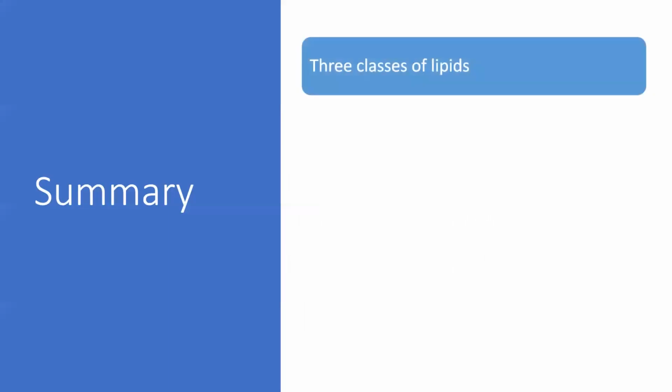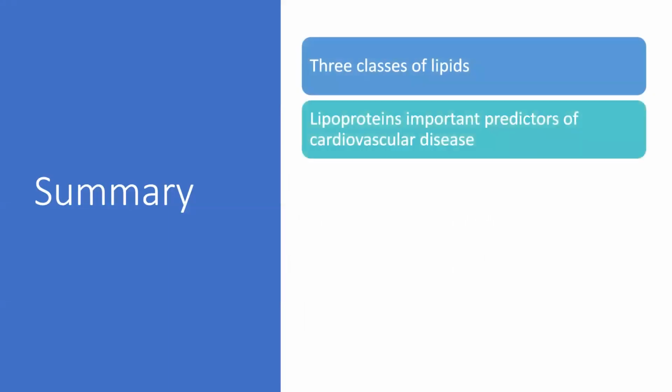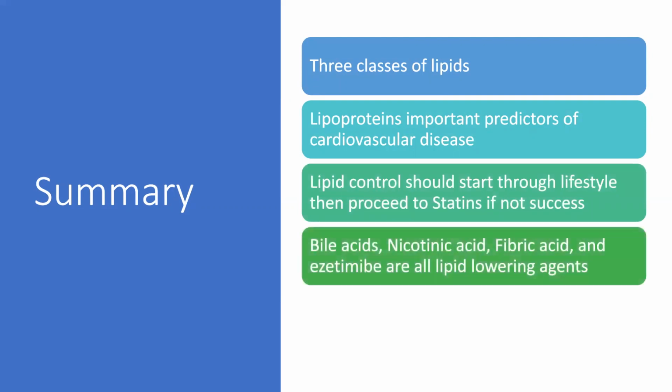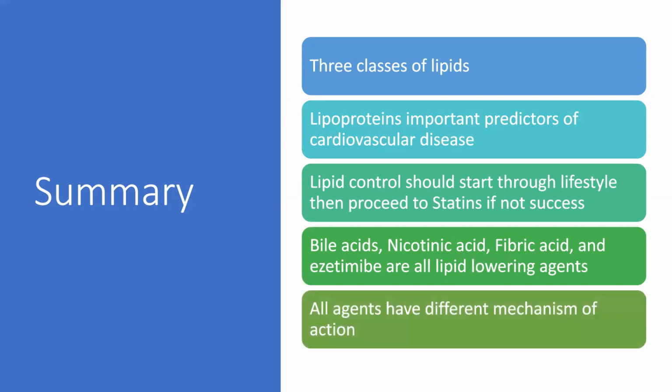In this chapter, we understood the three classes of lipids and lipoproteins, important predictors of cardiovascular disease. We understood that lipid control should start with lifestyle changes, then proceed to the statins if not successful. We use bile acid resins, nicotinic acid, fibric acids, ezetimibe, and other lipid-lowering agents. All these agents have different mechanisms of action that we studied in this video.